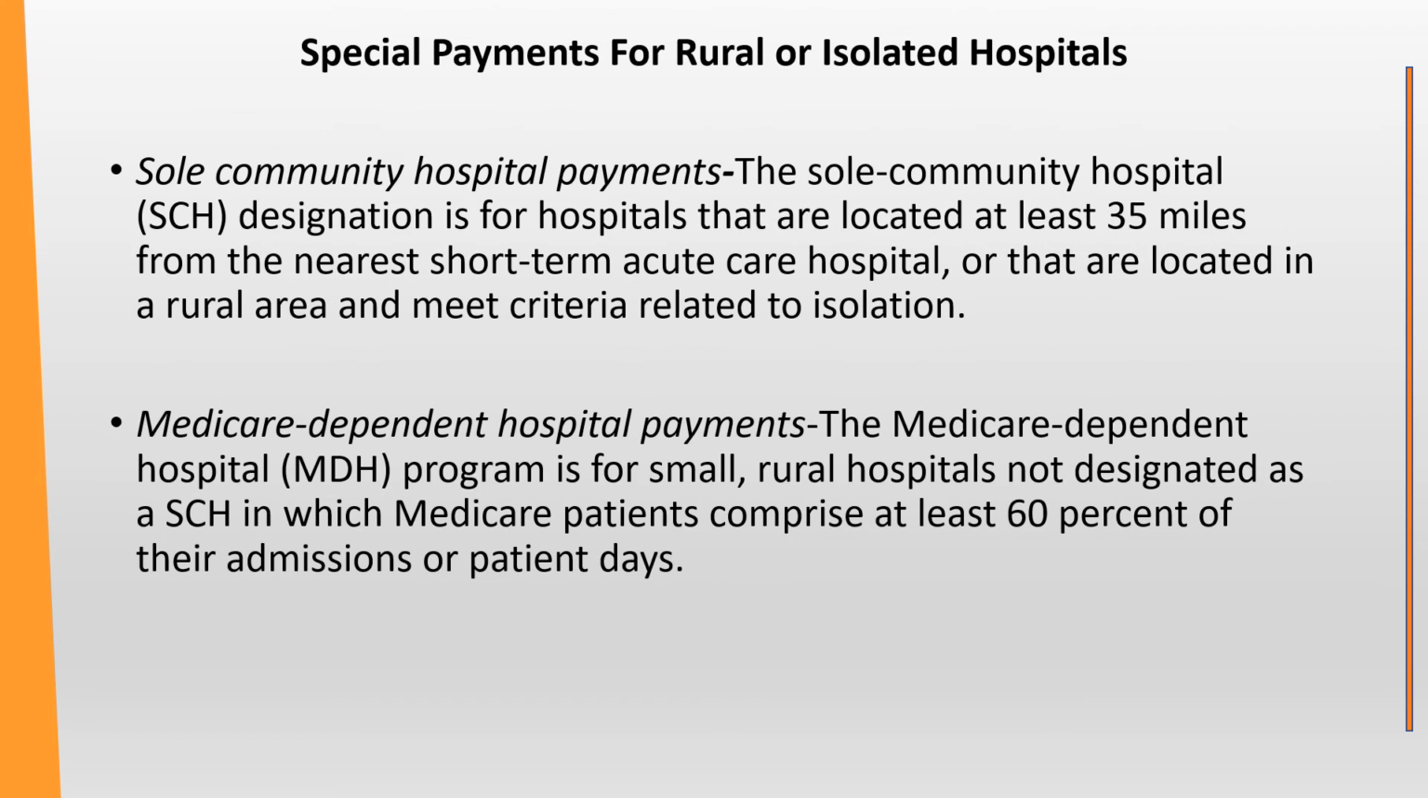Special payments for rural or isolated hospitals. Sole Community Hospital payments. The Sole Community Hospital or SCH designation is for hospitals that are located at least 35 miles from the nearest short-term acute care hospital or that are located in a rural area and meet criteria related to isolation. Medicare-dependent hospital payments. The Medicare-dependent hospital or MDH program is for small rural hospitals not designated as a SCH in which Medicare patients comprise at least 60% of their admissions or patient days.